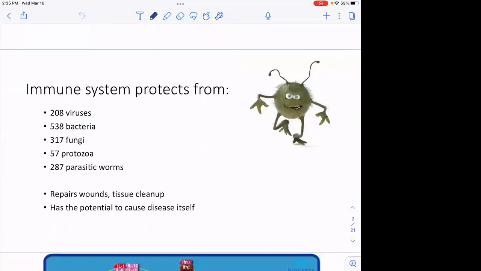So what is our immune system? Our immune system protects us from lots of things. There's lots of things assaulting us all the time that we don't even realize: lots of different viruses and bacteria and fungi constantly trying to get access to our portals of entry. Our immune system also is really important, and I know I didn't post this picture, to repair wounds and to clean up dead tissue in our body. And unfortunately, it has the potential to turn on us and act in inappropriate ways that can cause disease itself.